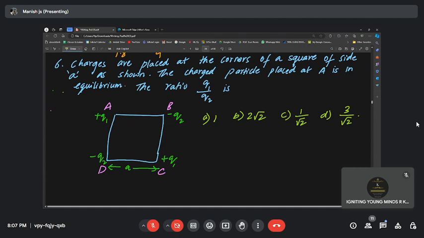So you have a square and charges are placed as shown in this figure. Having this information, you will have to solve this question. What can we do here to solve this question? Any idea? Which particular law can be used?